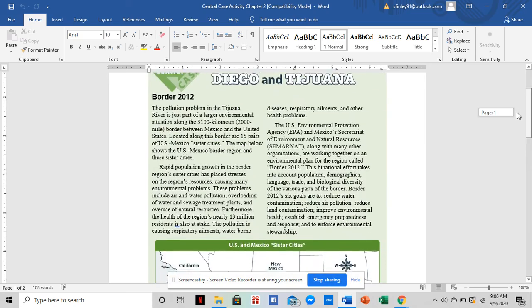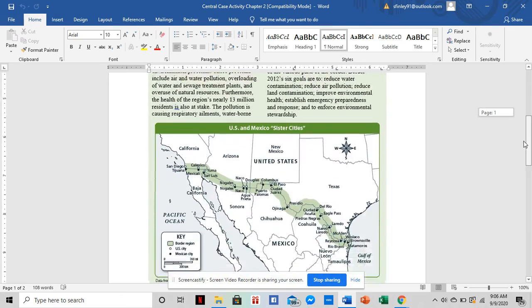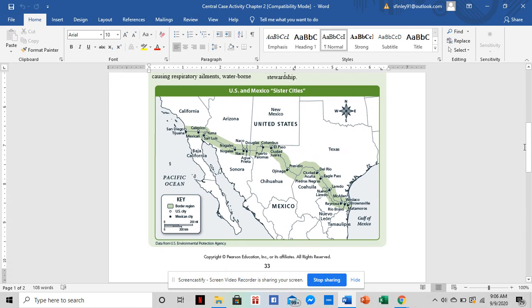So, now that that's being done, you have the US and Mexico sister cities map, which shows you where the sister cities are. Just look for the cities that are very close to each other, like Calexico and Mexicali, or Yuma and San Luis. Those are some sister cities. I can go on and on with the different names, but just look at those. The white ones are U.S. cities. The black ones are Mexican cities, and the big greenish, light green line is the border region where U.S. and Mexico separate.